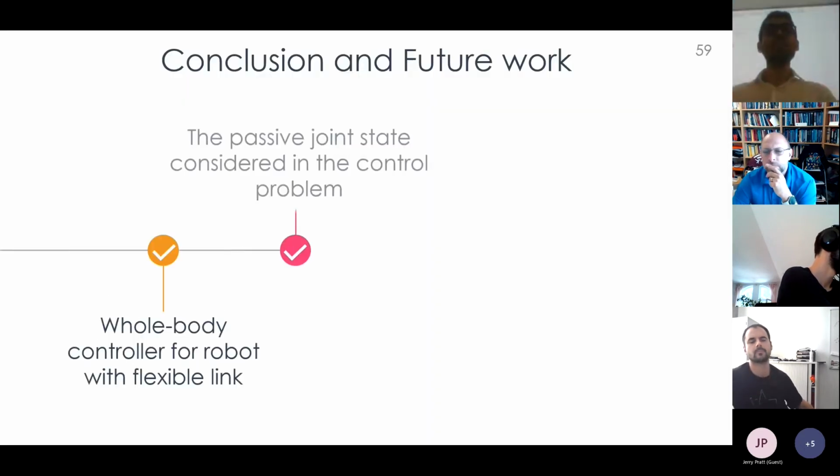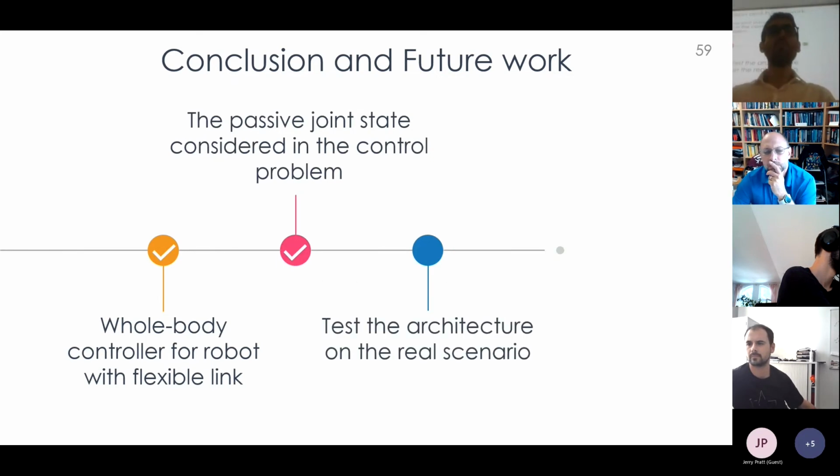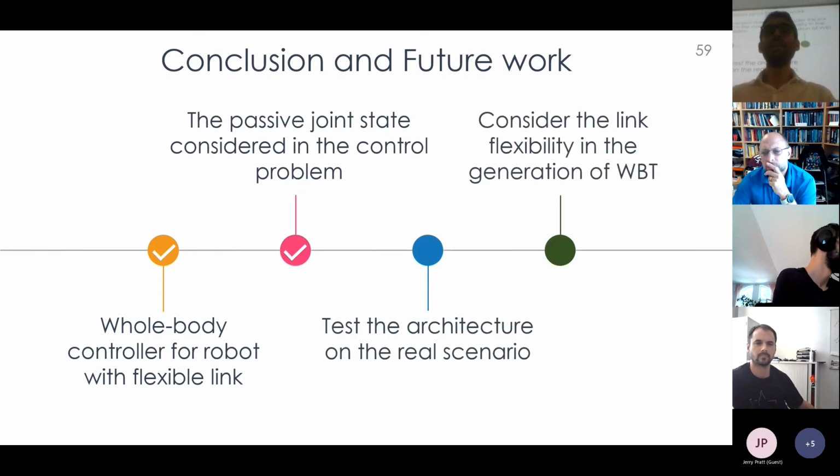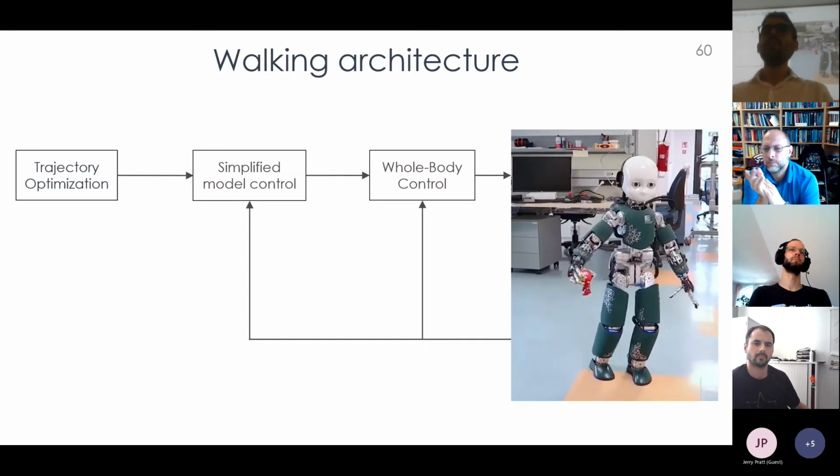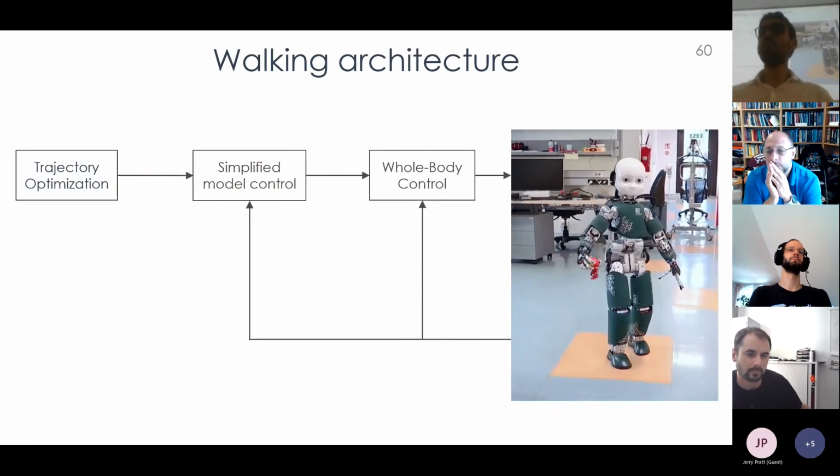Okay, so in conclusion, we designed a whole body controller for a robot with flexible links, and we didn't have to perform any kind of local compensation for the flexibility. We also presented a joint state observer. As future work, we would like to test the architecture on a real platform, Talos, and compare it with the work of Villa. A possible future direction is to consider the link flexibility directly in the generation of the whole body trajectory. So now we can conclude the part related to the whole body control layer.